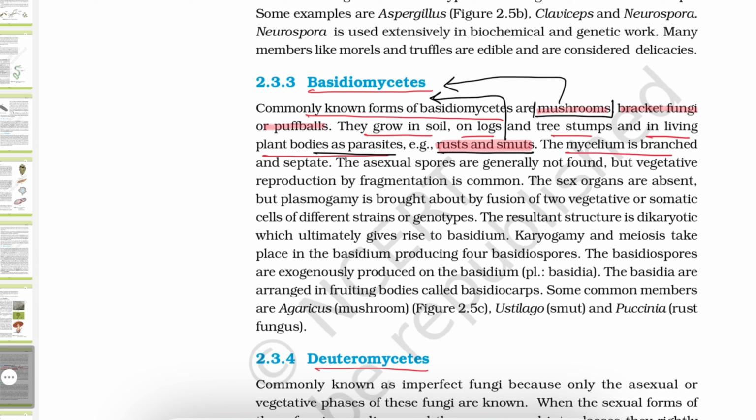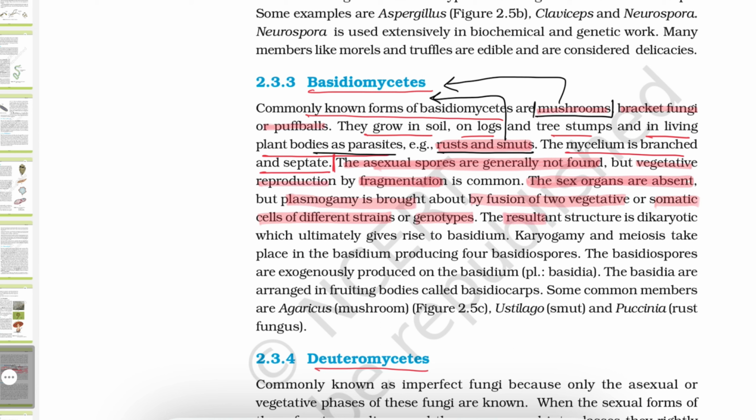What about mycelium? Their mycelium is branched and septate. Now come to asexual reproduction. Asexual spores are generally not found, means asexual spores are absent in Basidiomycetes, but vegetative reproduction takes place by fragmentation. The sex organs are also absent, but plasmogamy is brought about by the fusion of two vegetative, or somatic, cells of different strains or genotypes. Plasmogamy occurs between the two vegetative or somatic hyphae.